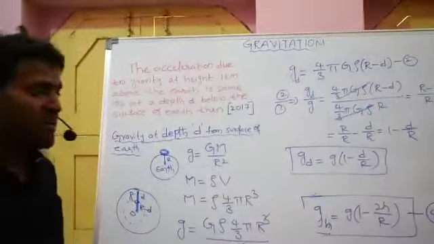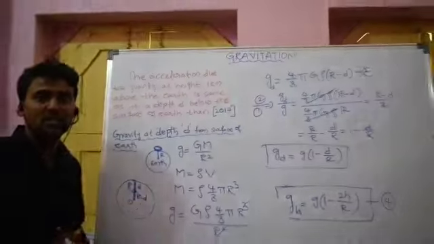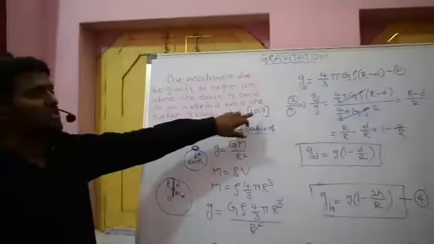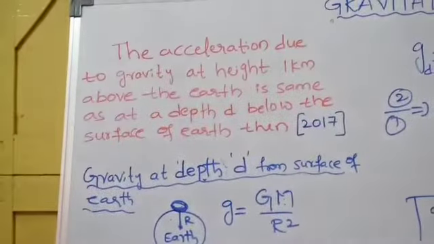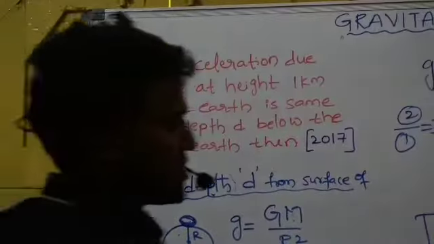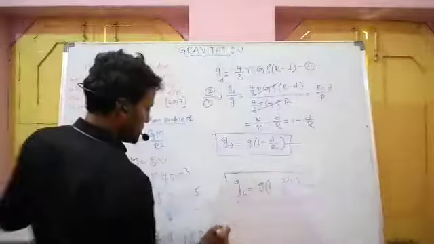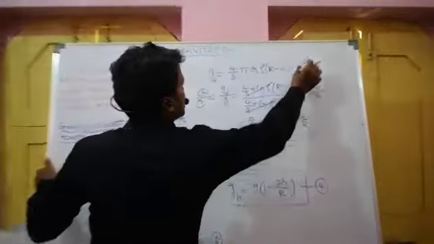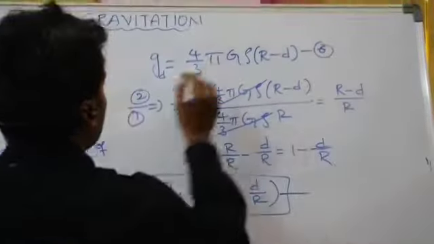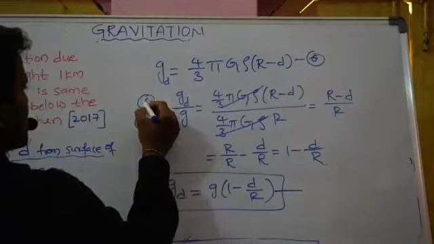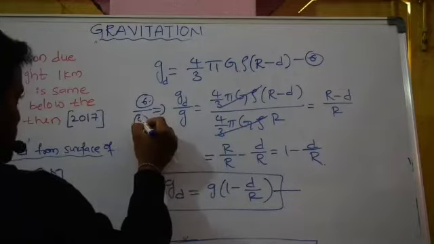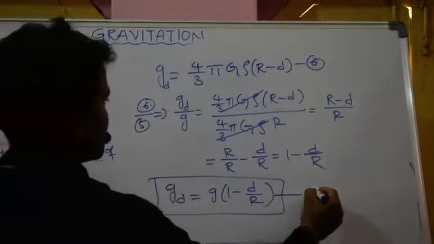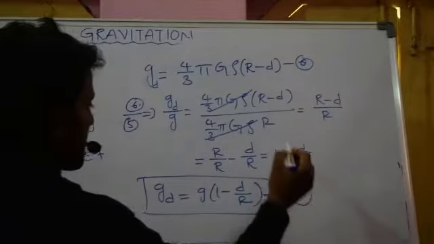Okay. Once again I will derive this equation and explain it. Then we can solve the 2017 problem based on these two equations. This equation I have numbered 4, this one is 5, this one is 6, and continuing, this one is 7.